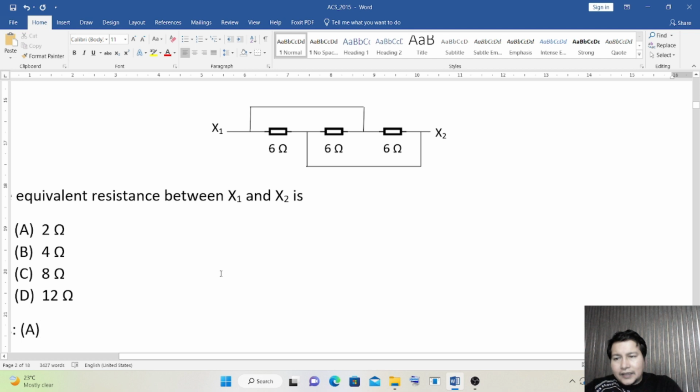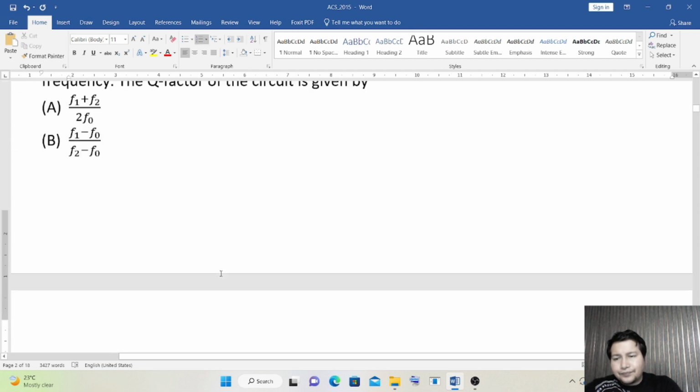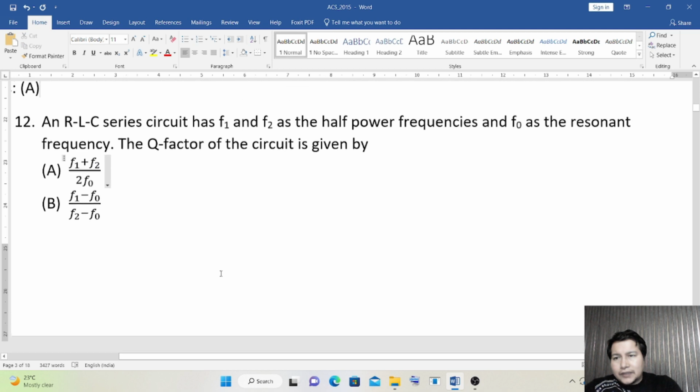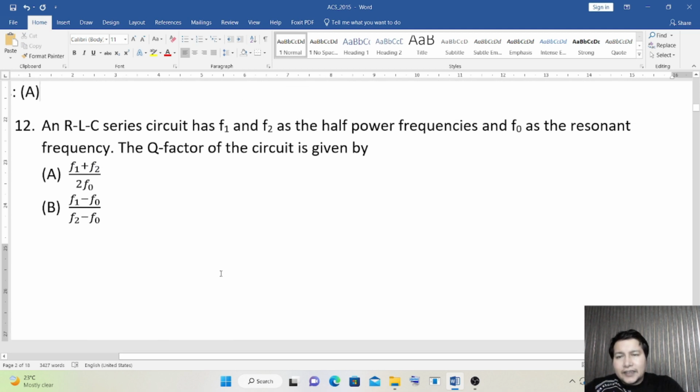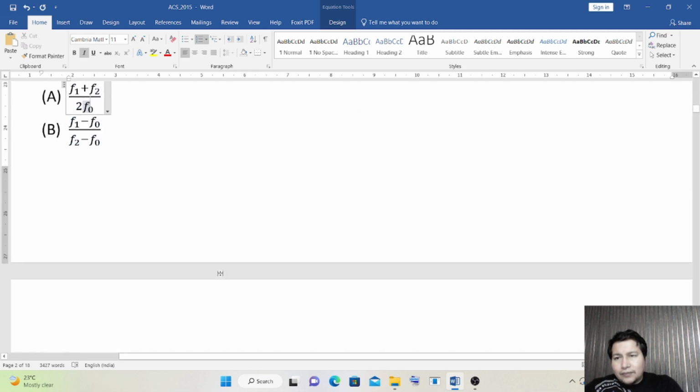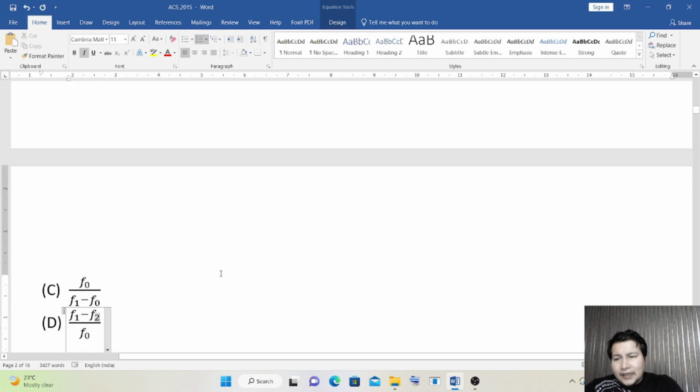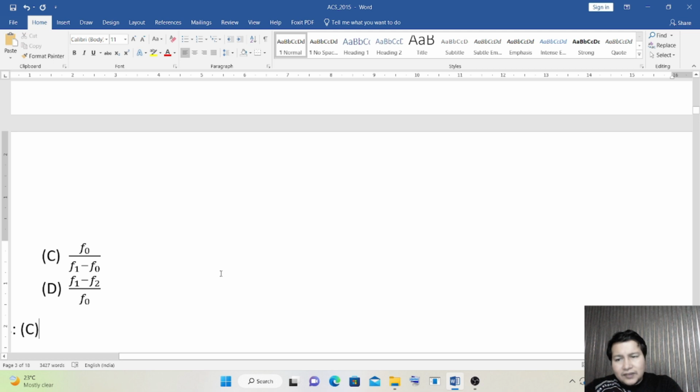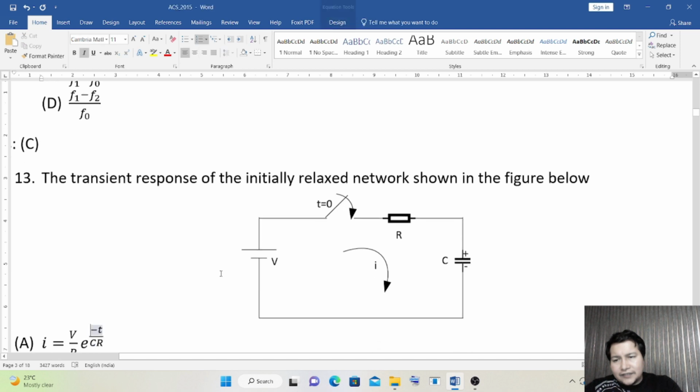Now the correct answer is 2 ohm. Question number 12. An RLC series circuit has F1 and F2 as the half power frequencies and F0 as the resonant frequency. The Q factor of the circuit is given by: it is a direct formula, Q factor. F1 by F2 by 2 F0, F1 minus F0 divided by F2 minus F0, F0 by F1 minus F0, F1 minus F2 divided by F0. Correct option will be option C.